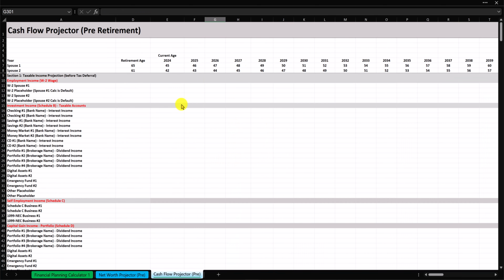we are going to have to carry those numbers over here to the equivalent year in order for them to be taxed. And once we start linking up the net worth projector to the cash flow projector, we will see how all of that is going to work right here.